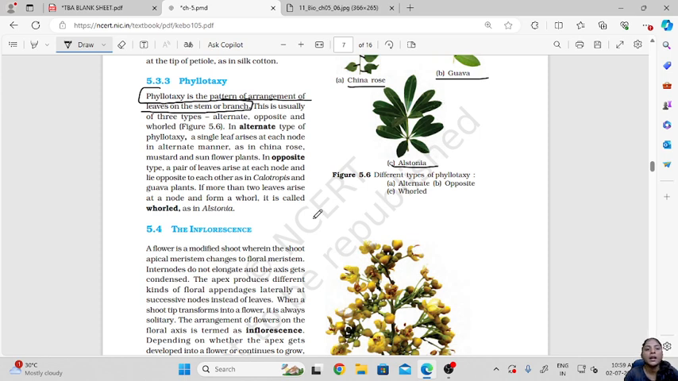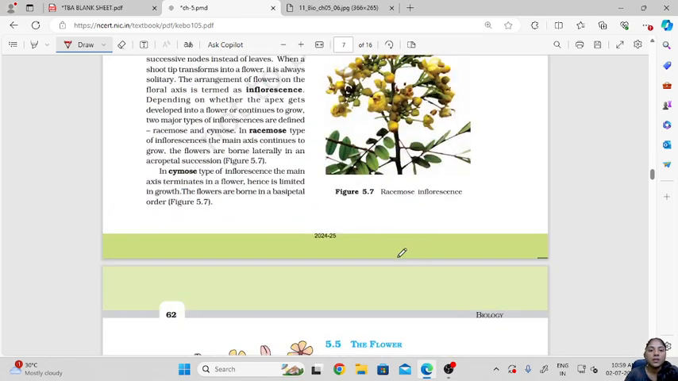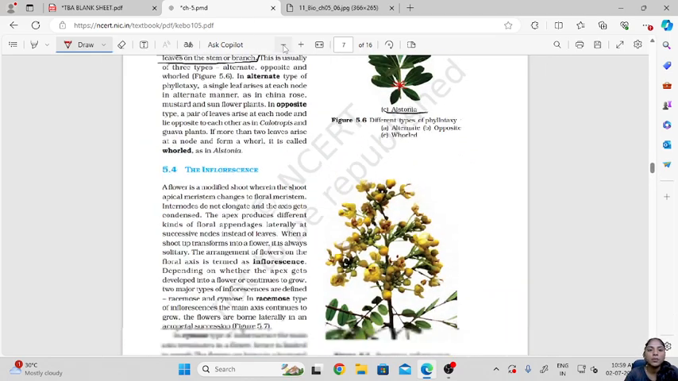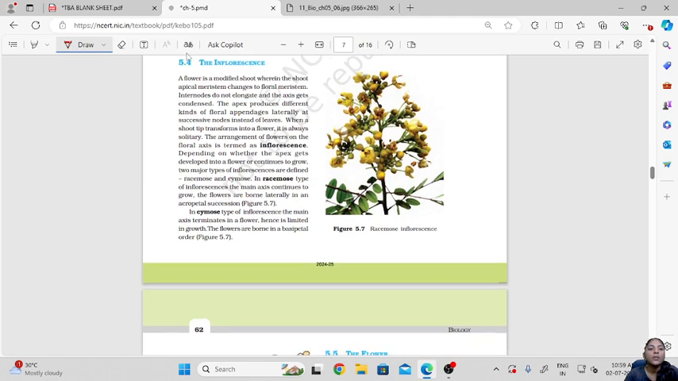Then in whorl type, more than two leaves arise at a node and form a whorl. As we can see here, this is the node, and on this node more than two leaves have arisen, coming out from the same node and forming a whorl. That is why this type of phyllotaxy is called whorl phyllotaxy. So this is all in this chapter for today's video.